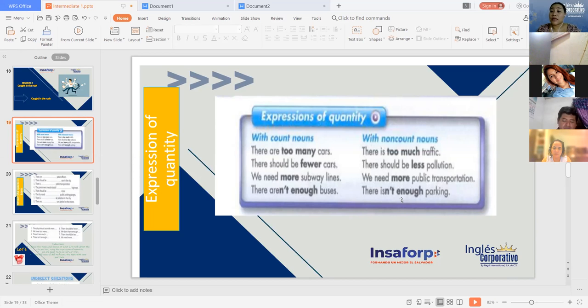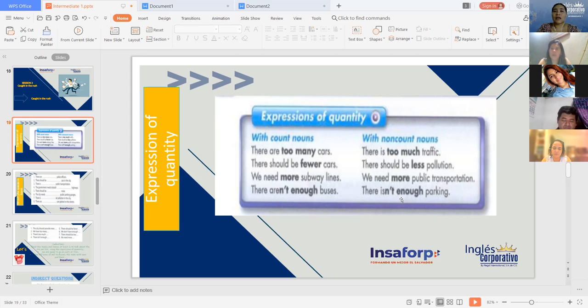Teacher, yes, tell me. What is the meaning of fewer? Fewer in Spanish can be menos o pocos. I will recommend you to identify it as pocos, right? Fewer, and less como menos, right? So it will depend on you. Okay, thank you. You're welcome.